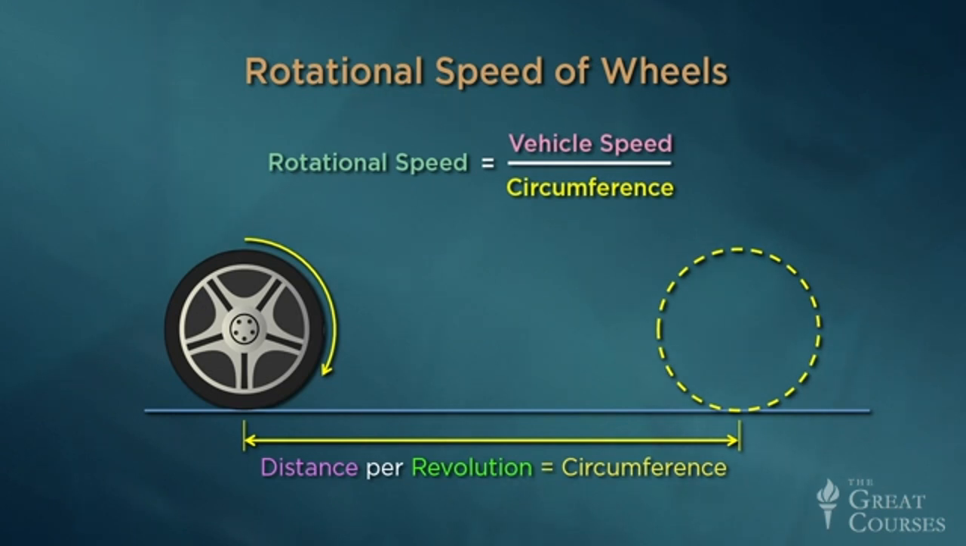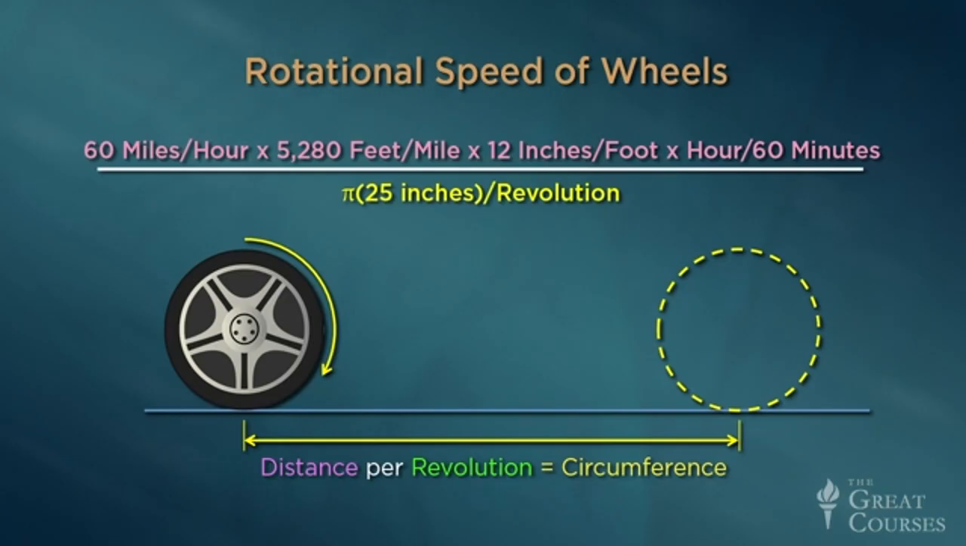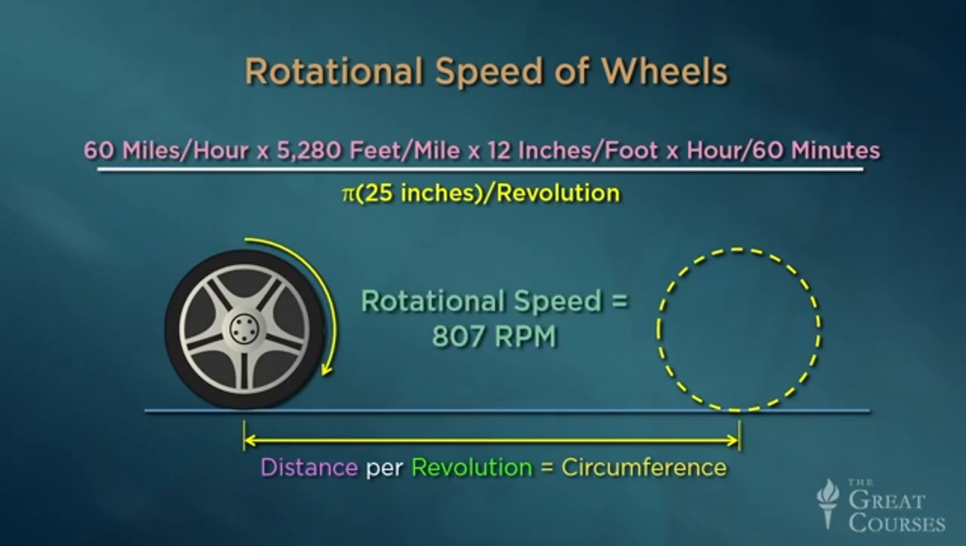The circumference of a wheel is pi times its diameter, and we'll use 25 inches as a typical wheel diameter for a passenger car. The only difficult aspect of this calculation is getting all these unit conversions right to convert miles per hour to inches per minute, and the result is about 800 RPM.